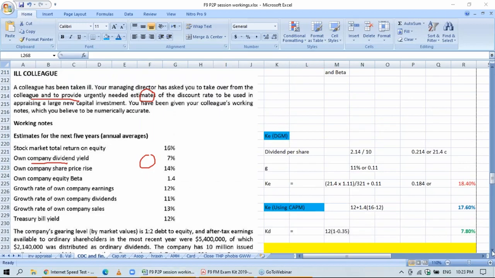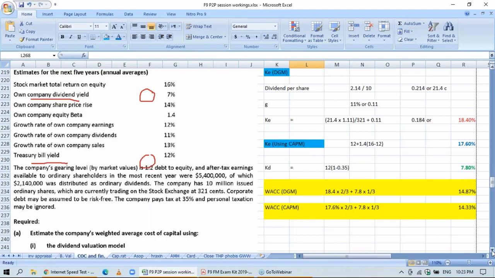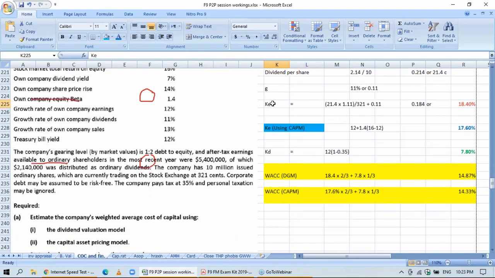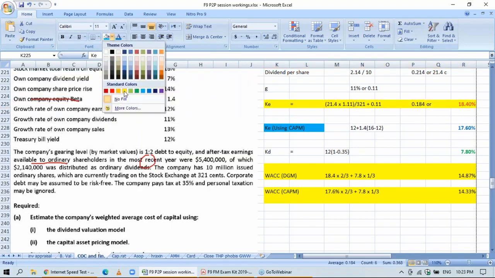So the working of DGM is on the board now. There it is in yellow. I'm shading it in yellow.